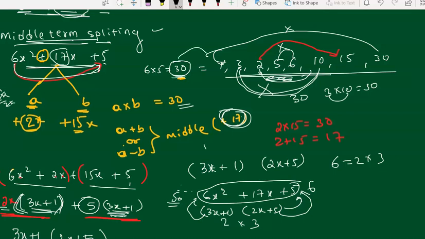And write down its factors. Okay, this is the first step. Clear? The first step is multiplying the coefficient of x square with the constant term, and you have to write the factors of it. Then split the middle term.